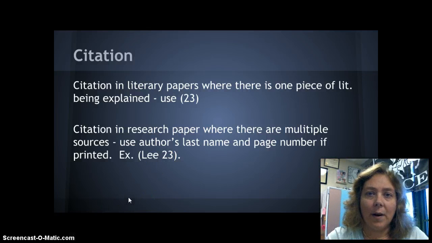That is how to write and use concrete details in your paragraph. And now you can use this as a resource when you get stuck in the future.